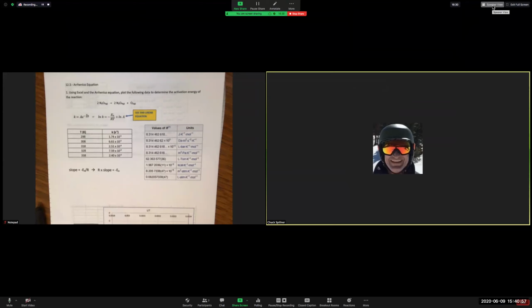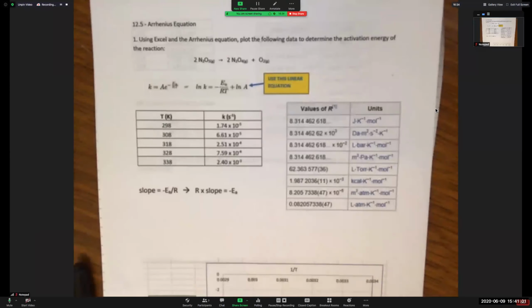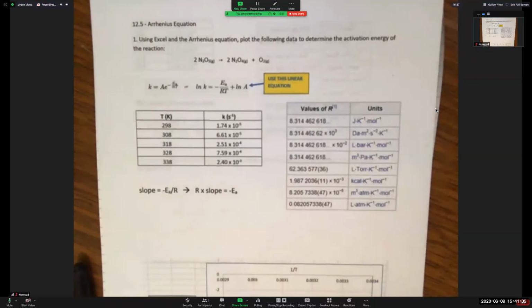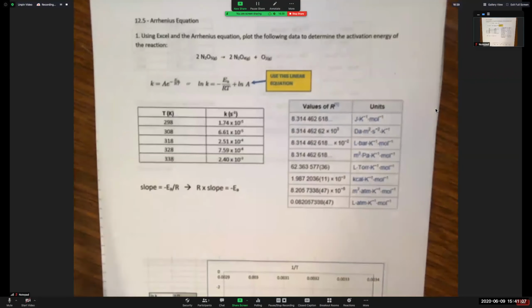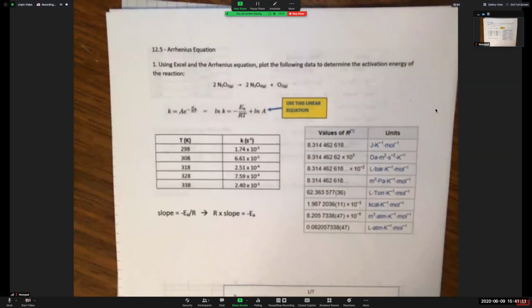So let's see. Preview. Right, so I think I got that. So hopefully you're seeing this on a big screen. So this is worksheet 5. So there are two problems here.